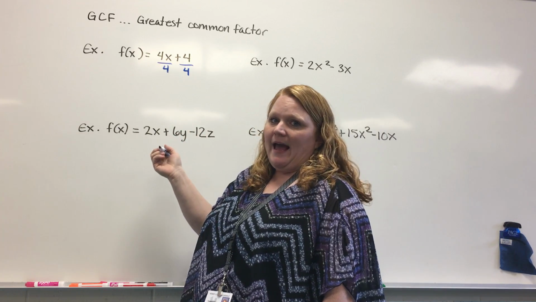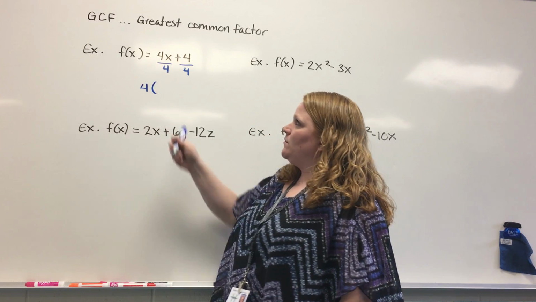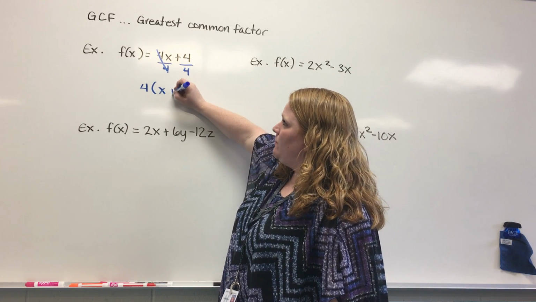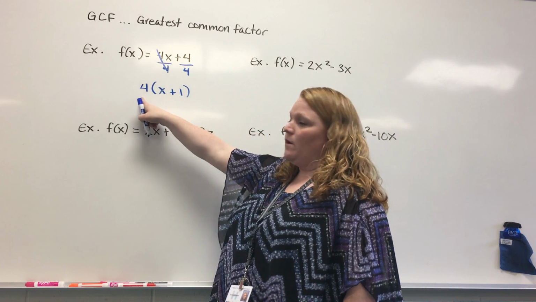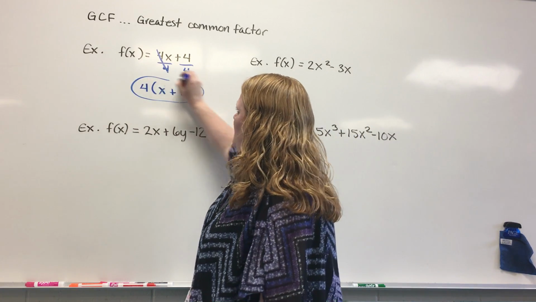Now whatever you divide out, you do have to keep. So we would keep the 4, and then what we're left with would be an x and then a positive 1. So 4 would be a factor and x plus 1 would be a factor, and that's what we keep.